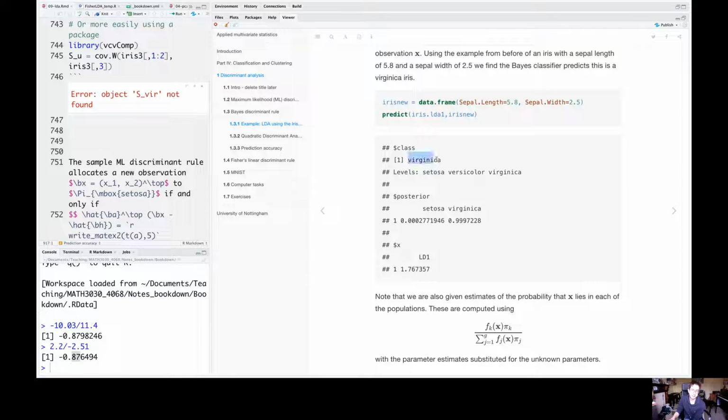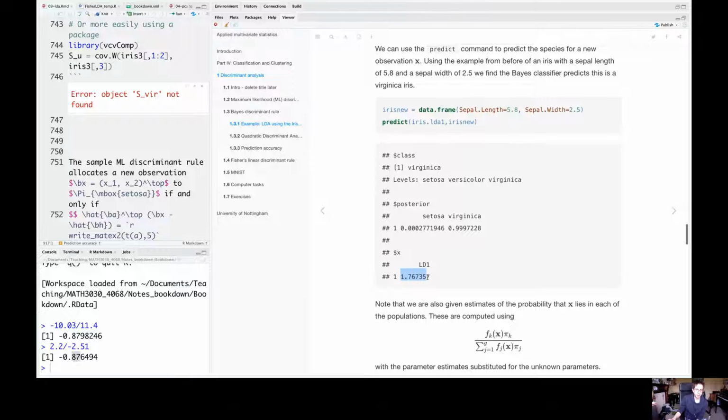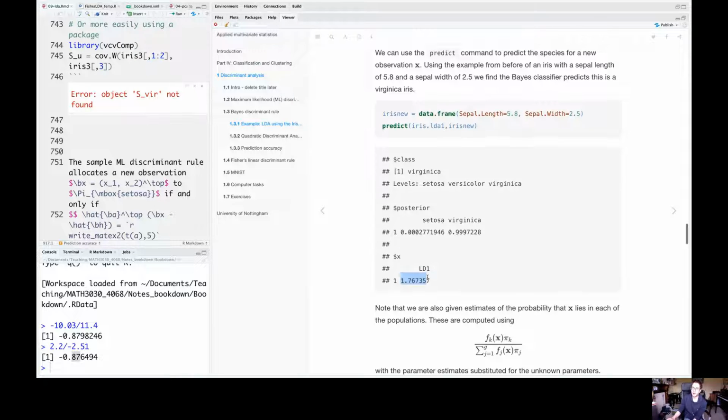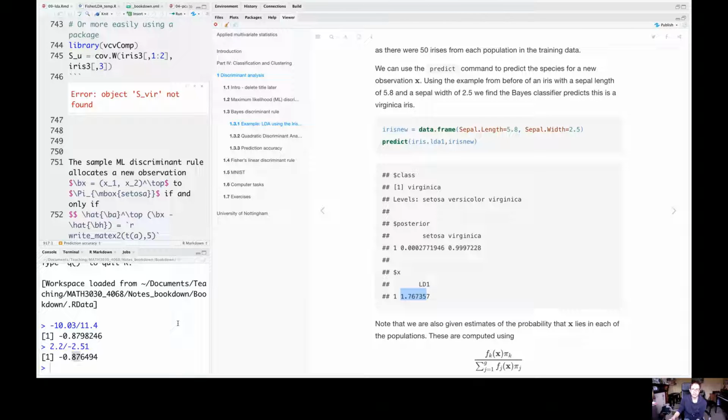First of all, it gives us the class label it's predicting. In this case, it is predicting Virginica, which is exactly what we got. We said we predict Virginica here. It then gives a prediction of the linear discriminant score, but because we've got a different A to what they had, we get a different answer here.